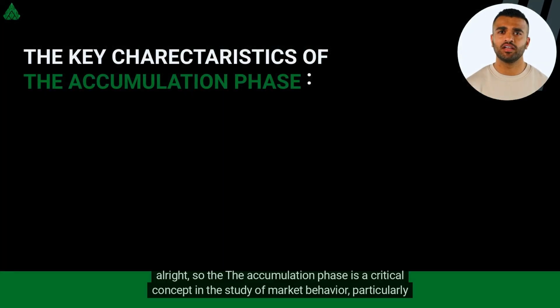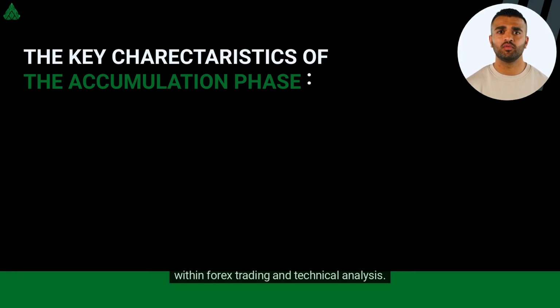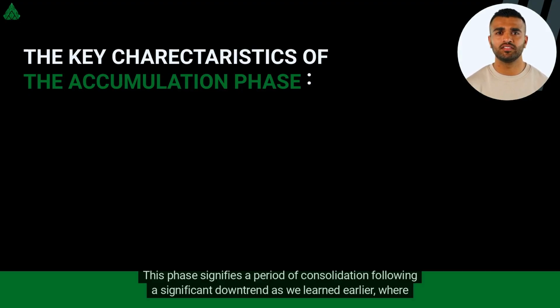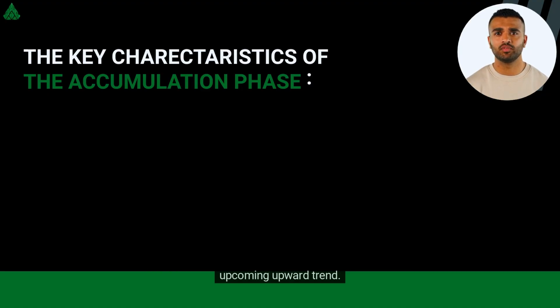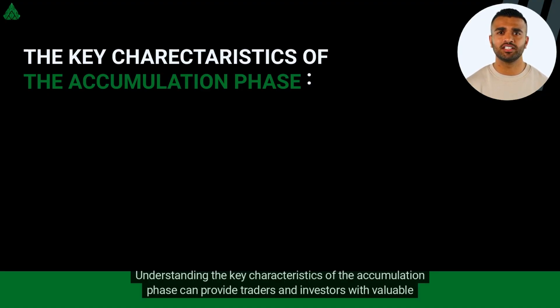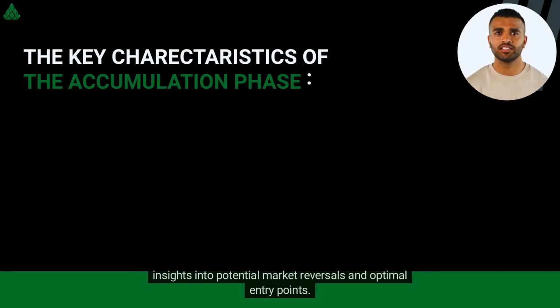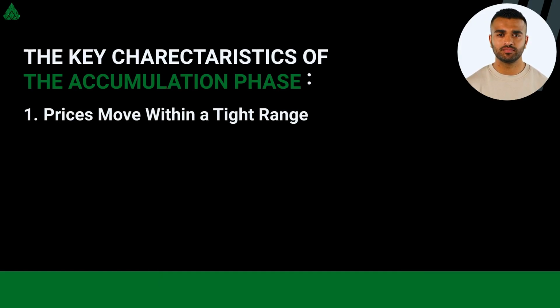All right, so the accumulation phase is a critical concept in the study of market behavior, particularly within Forex trading and technical analysis. This phase signifies a period of consolidation following a significant downtrend, as we learned earlier, where savvy investors, often referred to as smart money, begin to accumulate positions in anticipation of an upcoming upward trend. Understanding the key characteristics of the accumulation phase can provide traders and investors with valuable insights into potential market reversals and optimal entry points. So the first thing is that the prices move within a tight range.